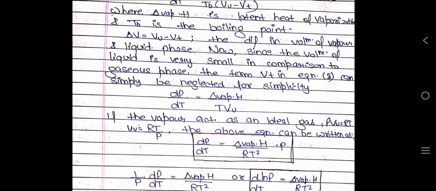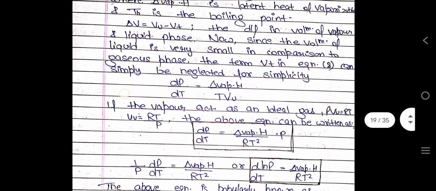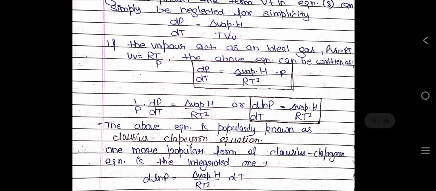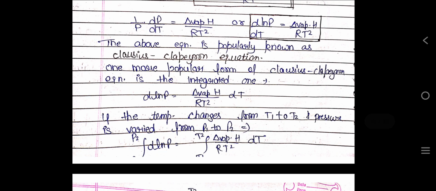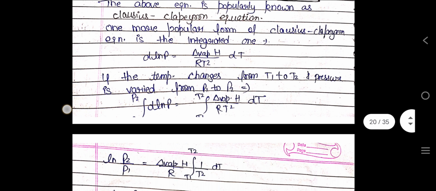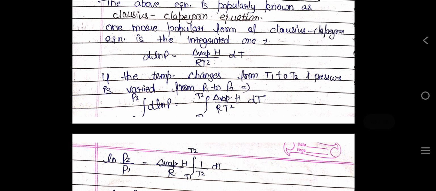For vaporization equilibrium, liquid changes into vapor. dP by dT is equal to del vapor H by Tb into (V vapor minus V liquid), where del vapor H is the latent heat of vaporization, Tb is the boiling point, and del V is equal to V vapor minus V liquid, the difference in volume of vapor and liquid phase. Since the volume of liquid is very small in comparison to the gaseous phase, the term V liquid in equation 8 can simply be neglected. For simplicity, dP by dT is equal to del vaporization H by Tb Vv.